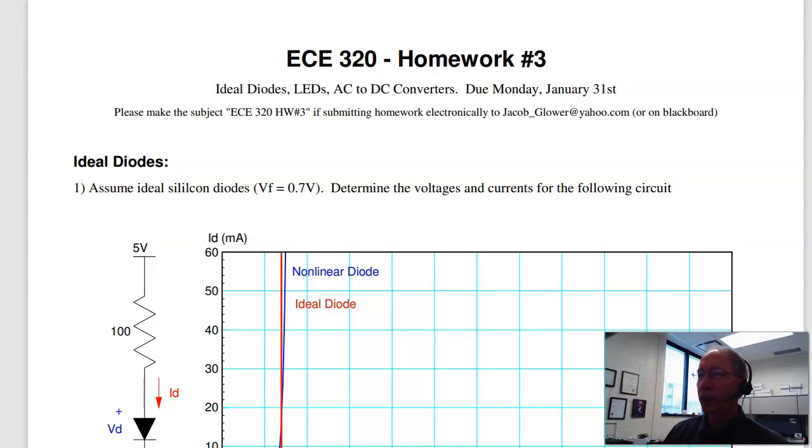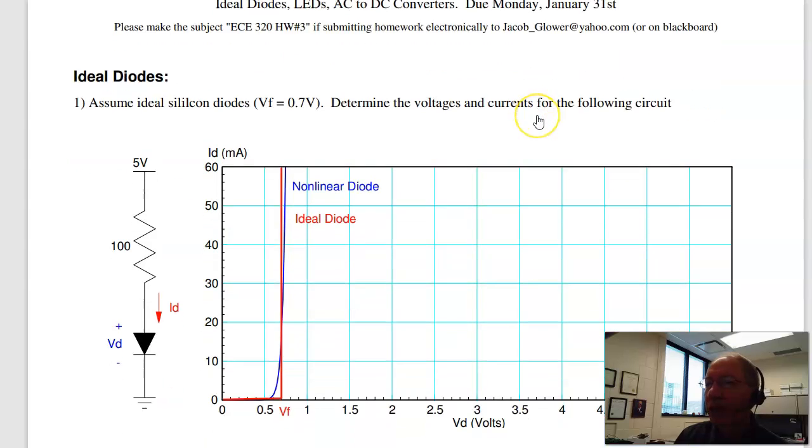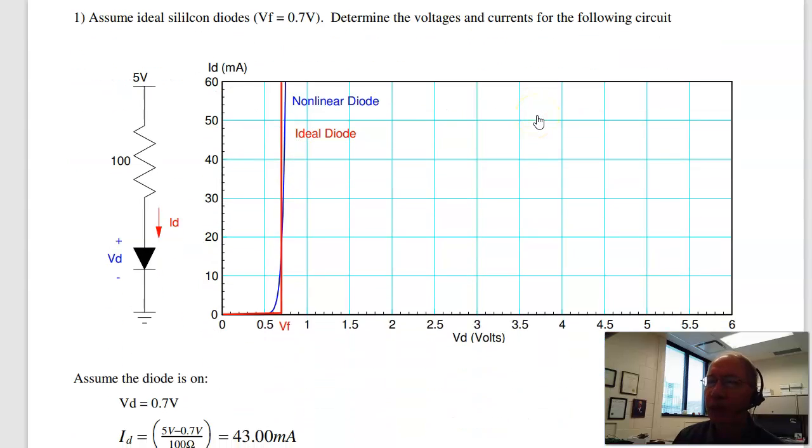Here's the solution to homework set number 3 for ECE 320, Electronics 1. The first problem is a repeat of a problem from homework set number 2. Given a diode with a 100 ohm resistor and 5 volt source, find the voltage and current.